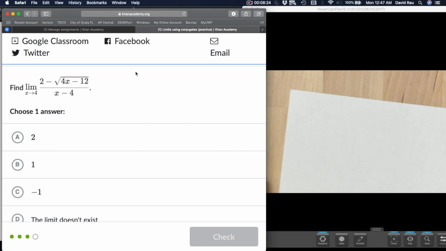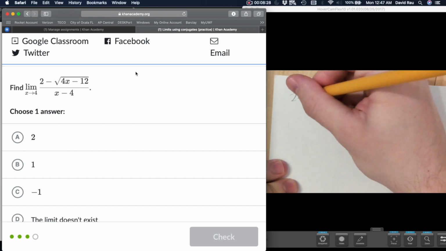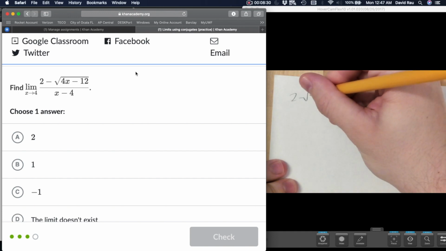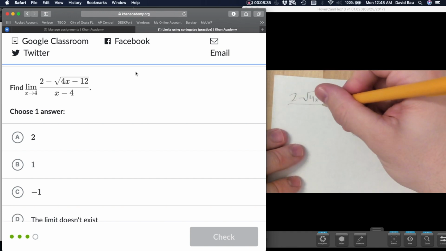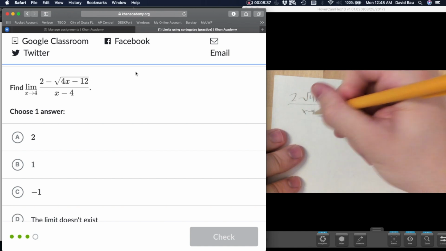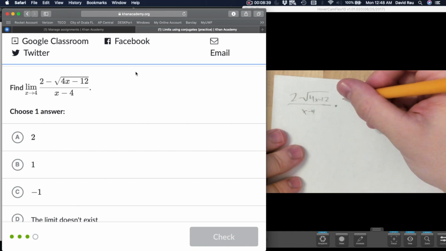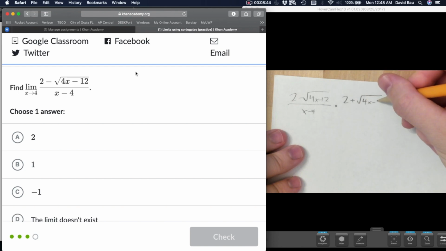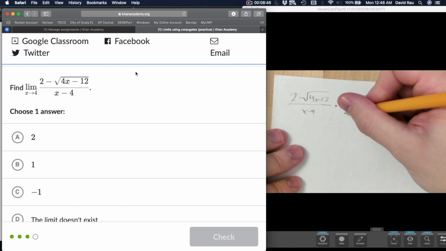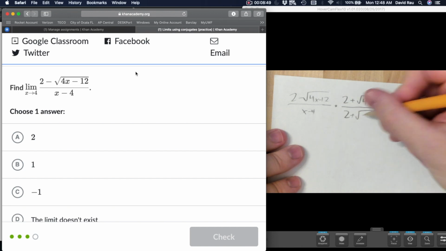Okay, same idea as before. I'm going to go a little bit quicker. We have 2 minus the root of 4x minus 12 all over x minus 4. Again, trust me, you would get 0 over 0. The conjugate is going to be 2 plus the root of 4x minus 12. Again, the conjugate's based on the part of the fraction that has the square root in it.